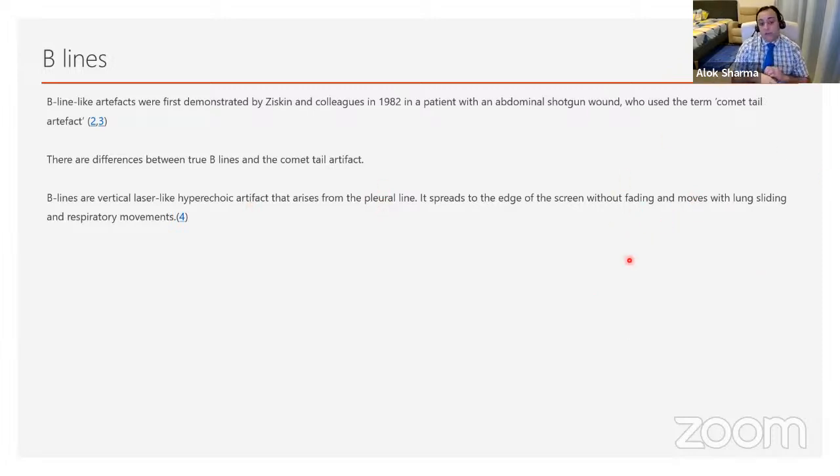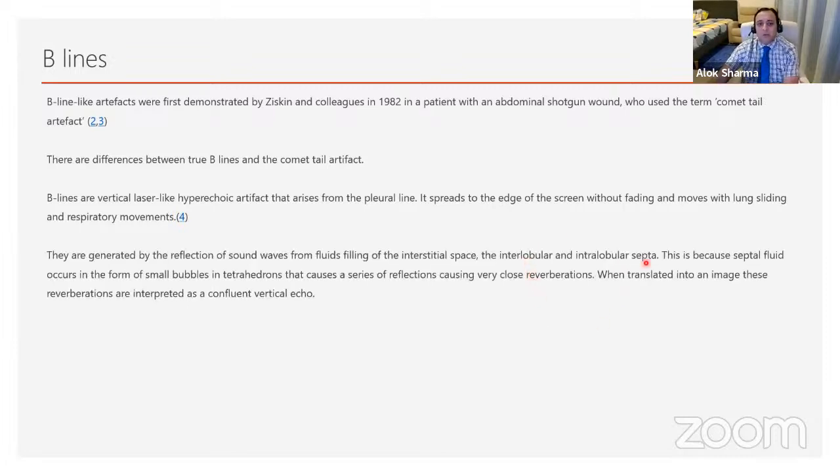If they don't come right down to the bottom but originate from the pleural line, they may well be comet tails. On the other hand, if they don't slide with the lung, then they might be what we classically call E-lines. So what is important is that you try to look at these artifacts and describe them using these characteristics to support your diagnosis. What are they generated by?